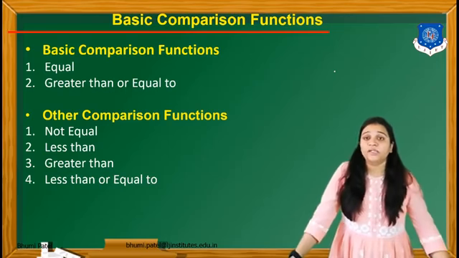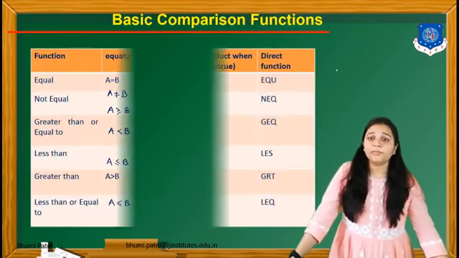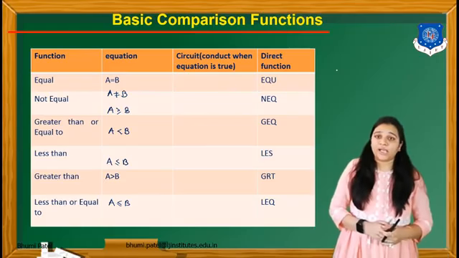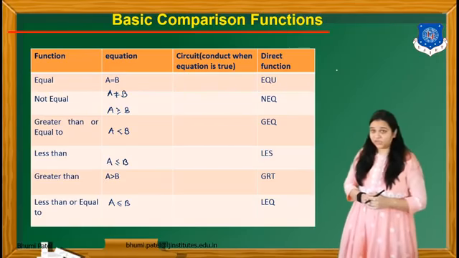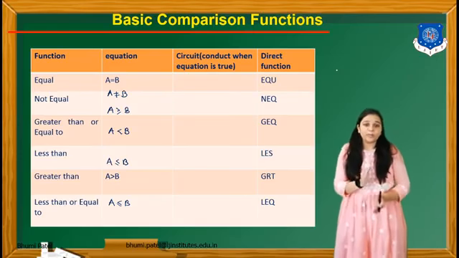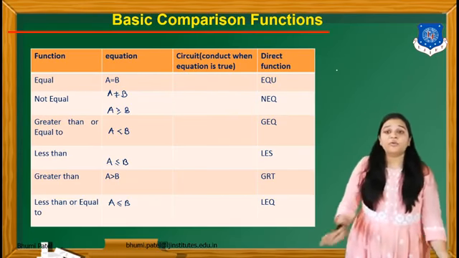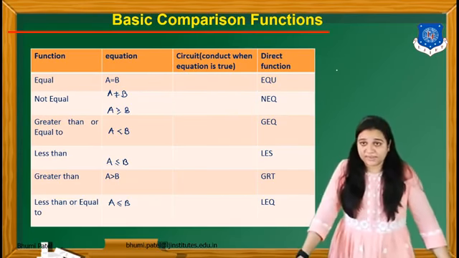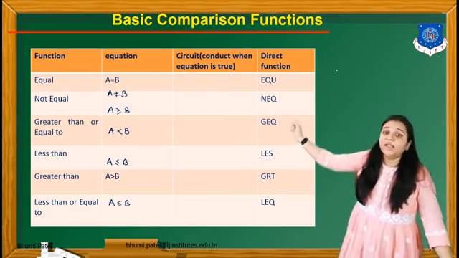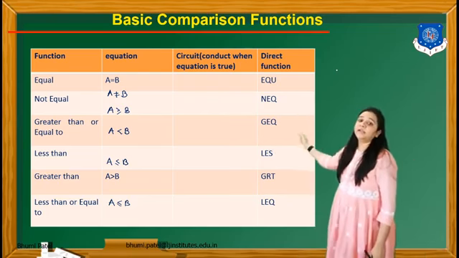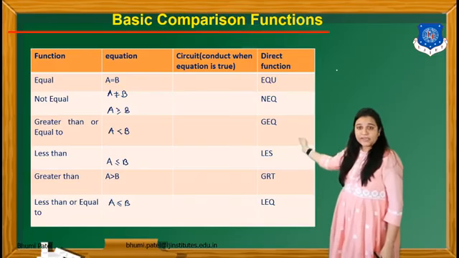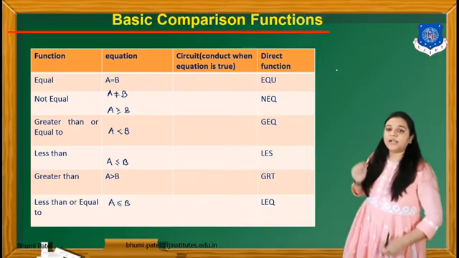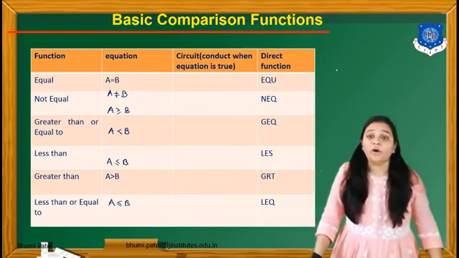Okay, so first we have to derive the different types of functions. Generally, to compare two numbers we have six functions. The first one is equal, then not equal to, then greater than or equal to, then less than, next is greater than, and the last one is less than or equal to.